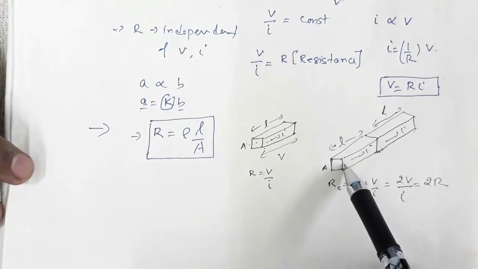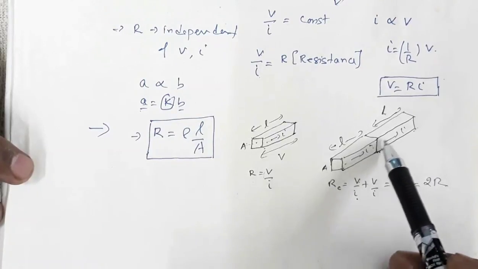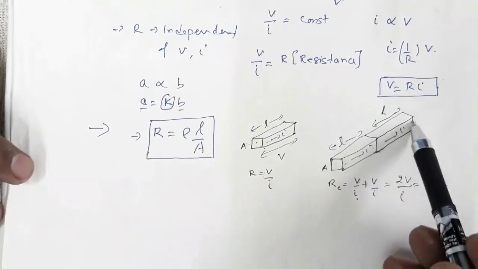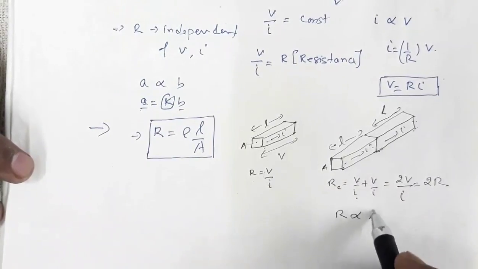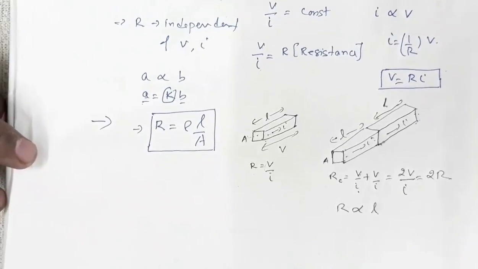Okay, so that means when you double the length, so this is L, this is also L, the resistance also doubles. So this means resistance is directly proportional to L, the length.